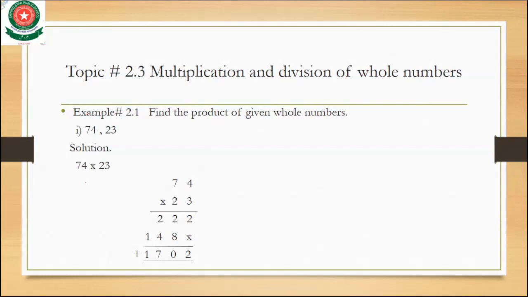Okay, first part is 74 comma 23. Multiply it. 74 multiply 23. So let's start. First of all, 3 4s are 12. 12, 2 here and one goes as a carry. Wait class.